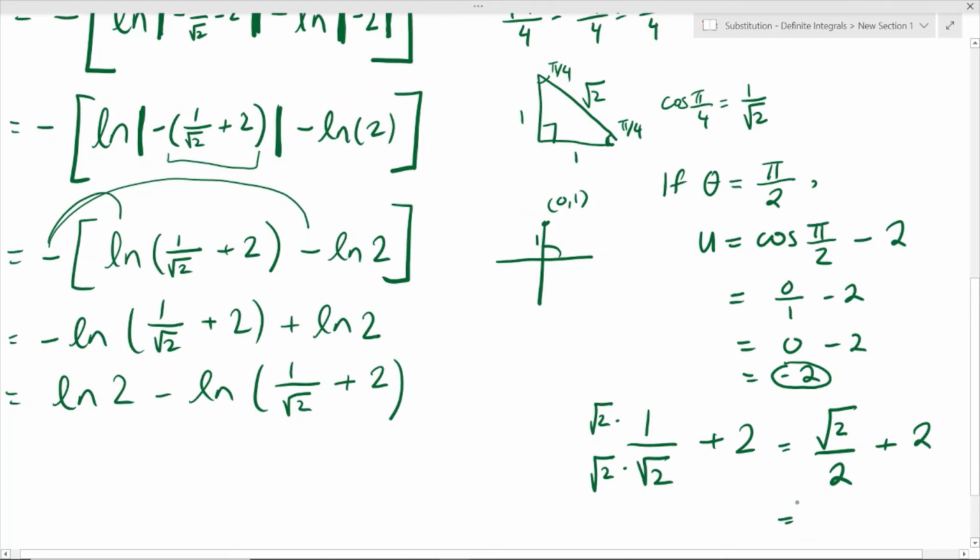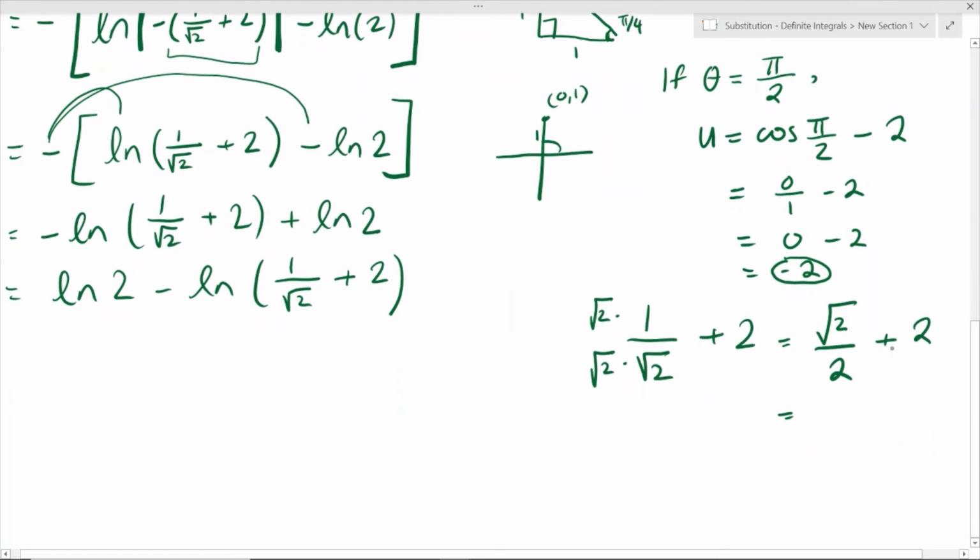And then I can recognize that this 2 is the same as 4 over 2, so we get a common denominator. So this is 4 over 2, right? So I multiply by 2 here and here, okay? So I got 4, and then this 2, and then this becomes square root 2 plus 4 over 2.